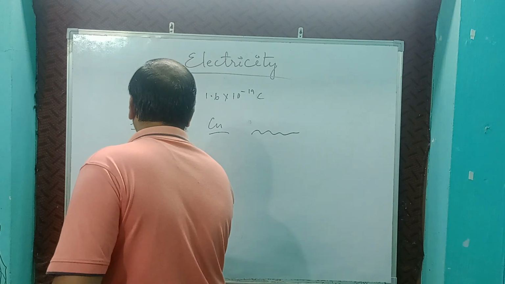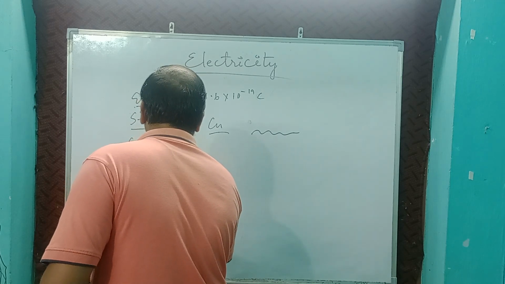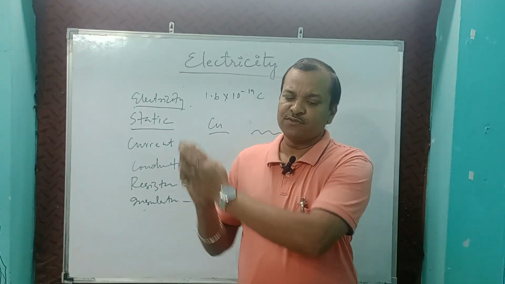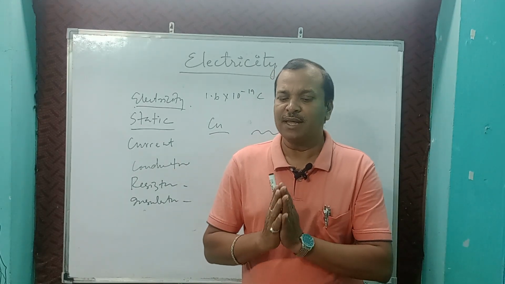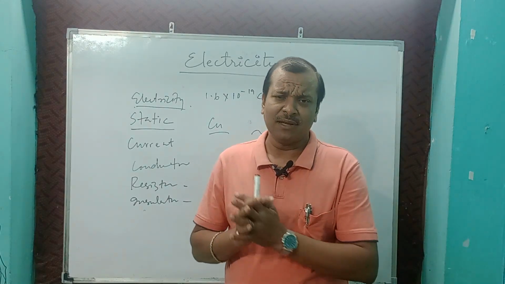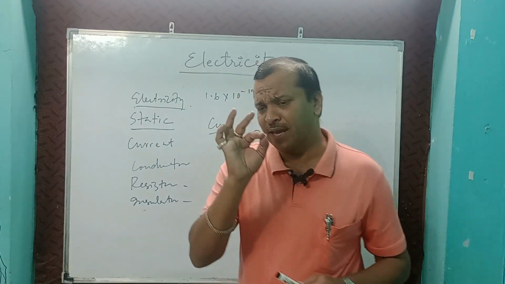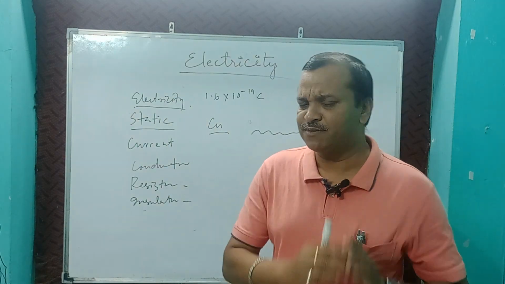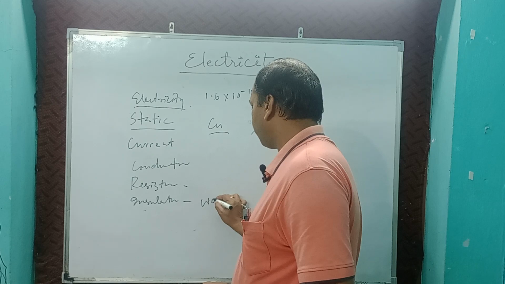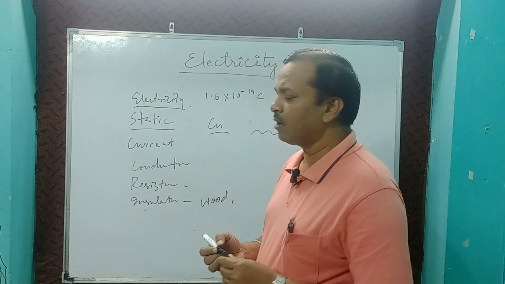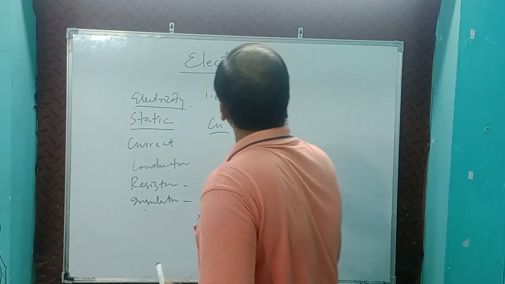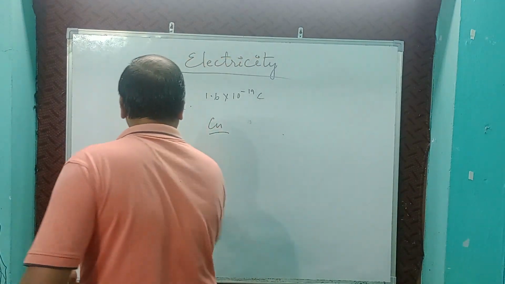Then insulator. Insulator means what? Which cannot allow charge to flow. They have very high resistivity. They cannot allow any charge to flow from one end to other end. Like wood, rubber, they are called insulators. Clear? Now we will discuss potential difference.